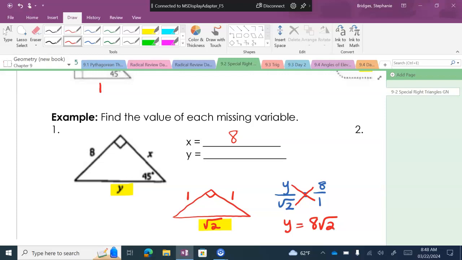All right, is there anything else I need to do to solve for y here? No, there's nothing else you can do. It already says what y equals, right? What does y equal? Y equals 8 square root of 2. Make a little bit of sense? Okay. All right, ready?